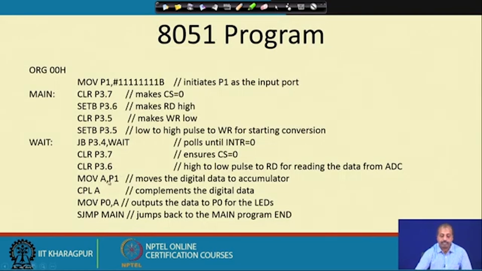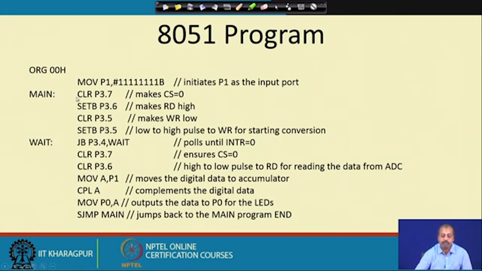After getting the P1 port content into accumulator A, we complement A, and this complements all the bits. Then mov P0, A. This will output the data to P0 for the LEDs. So this pattern will go to P0, and then SJMP main. So we again go here.